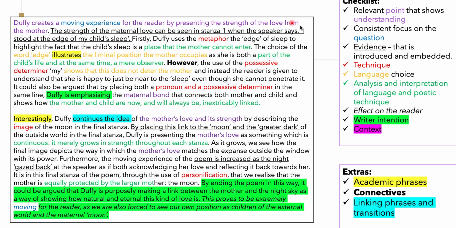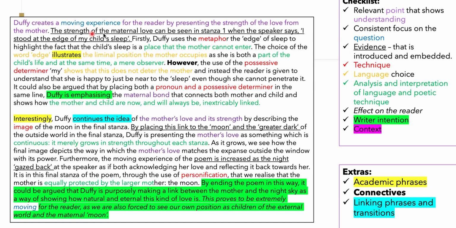So the next bit is my evidence. Now it's introduced and embedded. So introducing it, where is it from, what's happening, embedding it, putting it into a sentence that flows as part of your own rather than the quotation says. It doesn't. It's not a person. In the poem it says, nope, that's not embedding. So we want to embed it so it flows.